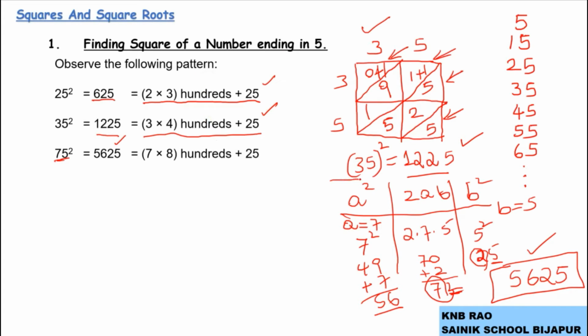Now try to observe. I found this 75 square using column method. I got the same answer. I found 35 square using diagonal method. I got the same answer. But all these processes are not at all required when we use this technique, or the idea behind finding square of a number ending in 5. Now what is this idea? Could you make some sense?